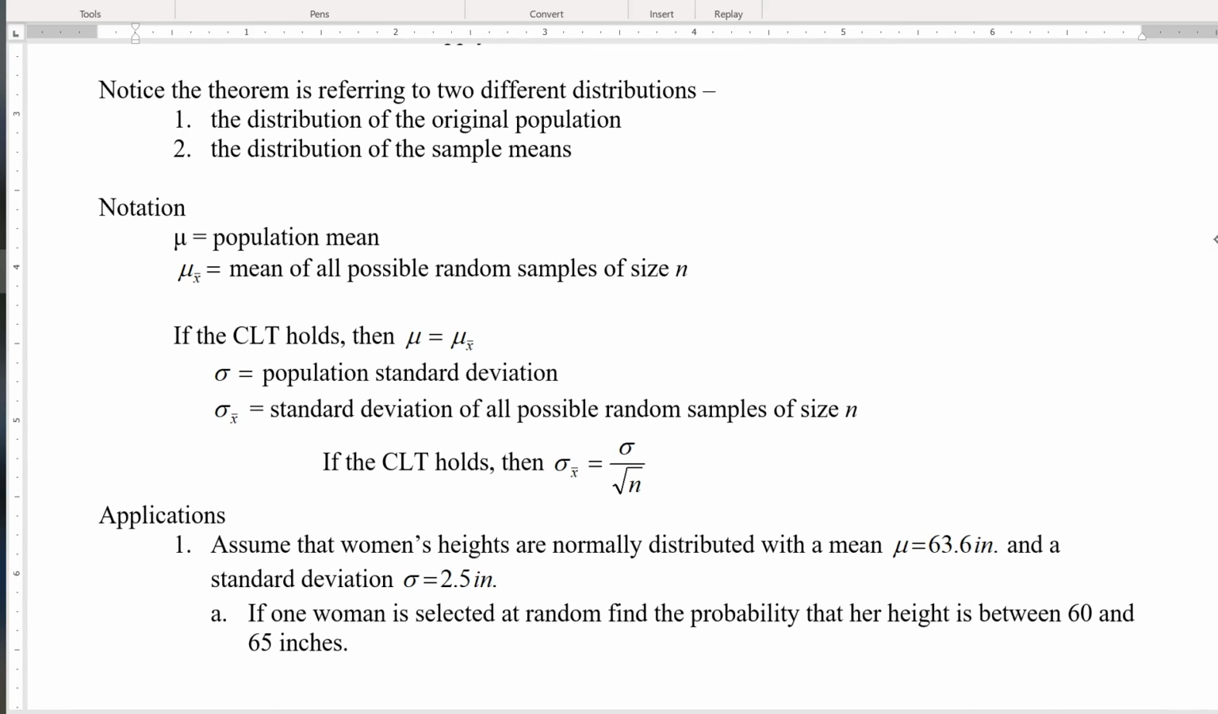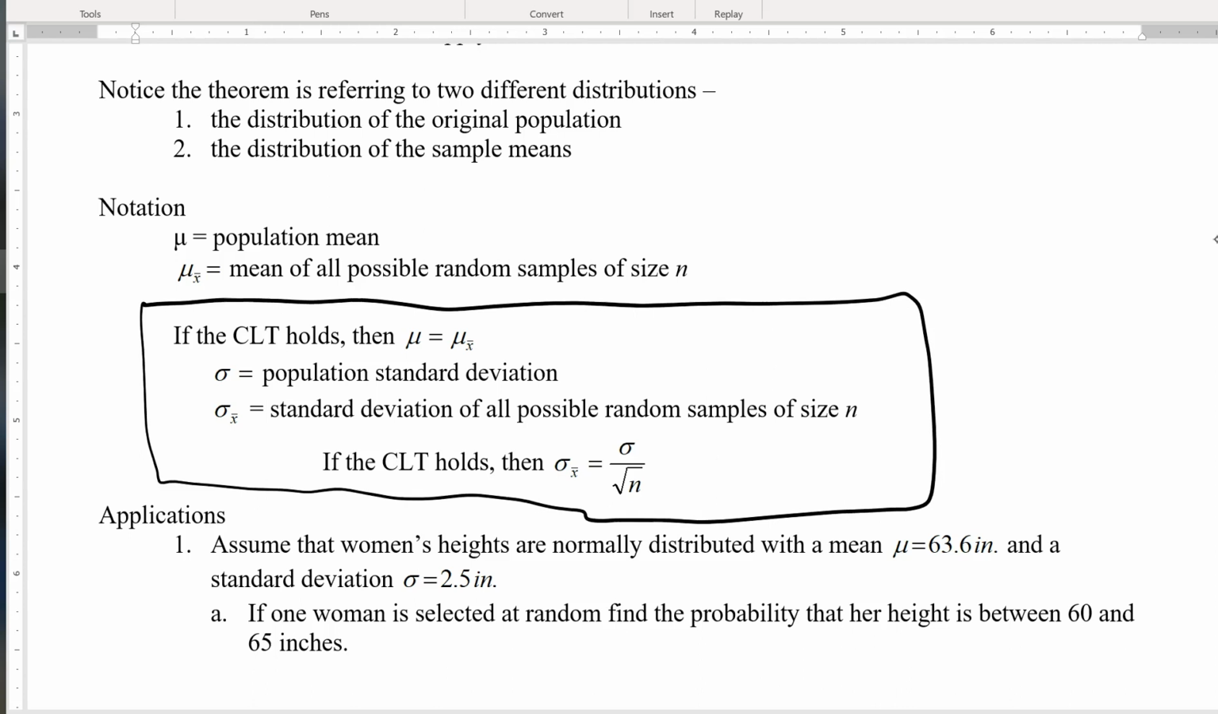Some notation. Mu is our population mean. Mu of x bar is the mean of all the means. So the mean of the means is how I refer to it. I actually like this. It's a nice little approximation of the central limit theorem. The mean is equal to the mean of the means. Sigma is the population standard deviation, and sigma of x bar will be the true standard deviation divided by the square root of n. Let's apply it.